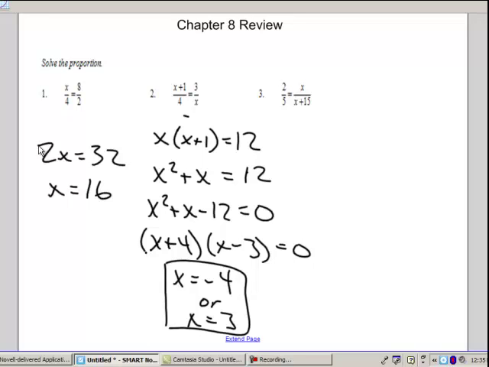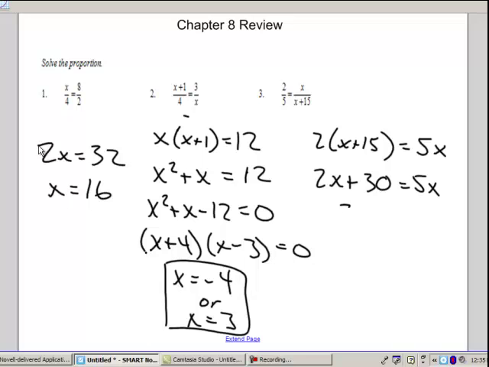For number 3, I'll do 2 times x plus 15 is equal to 5 times x. Distributing out my 2, I get 2x plus 30 is equal to 5x. Subtracting 2x from both sides, 30 is equal to 3x. So x is equal to 10. 2 over 5, is that equal to 10 over 25? Yes, it is.